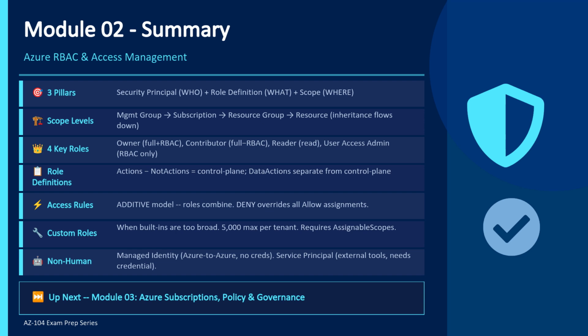Action items before the next module. 1. Practice assigning roles in the Azure portal. 2. Use check access in IAM to verify effective permissions. 3. Try creating a custom role with restricted permissions. 4. Read the Microsoft documentation on RBAC role assignments.